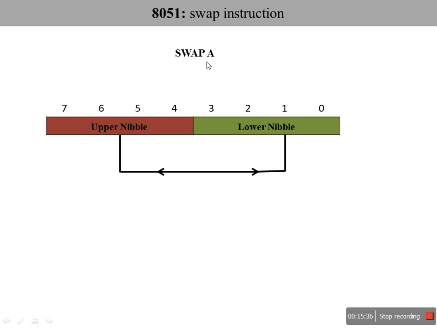This is the only instruction with accumulator. The content of accumulator will be swapped. How is the content divided now? The content of accumulator will be divided into two halves. The LSB 4 bits of accumulator we call the lower nibble, and the MSB 4 bits of accumulator we call the upper nibble. When you execute this instruction, the upper nibble will be copied into lower nibble and lower nibble will be copied into upper nibble. This is what we call the swap instruction of 8051.